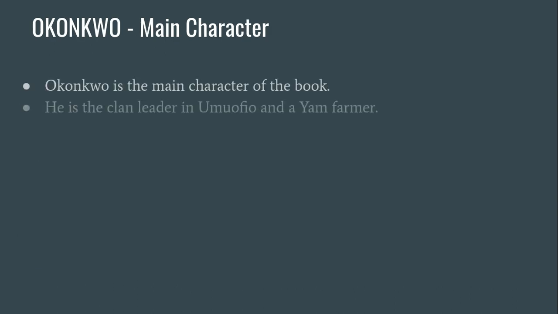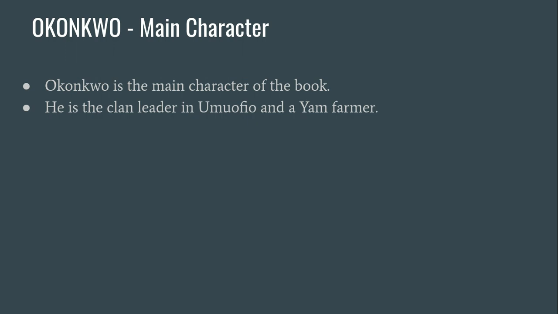So Okonkwo, who is our main character of the novel, eventually becomes the leader of the Umuofia clan area, and he is a yam farmer, which, I don't know about you, but I'm not a big fan of yams. But that was something that was passed down. That was what they grew in that area. That was, again, very cultural.